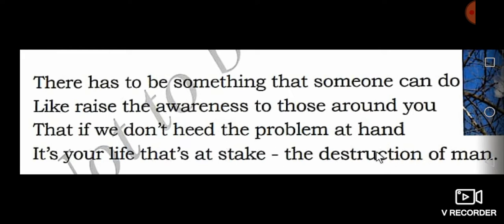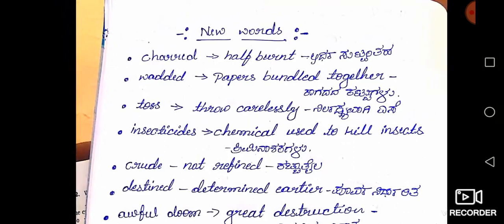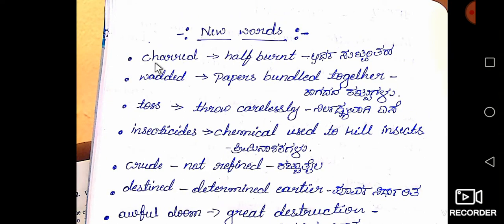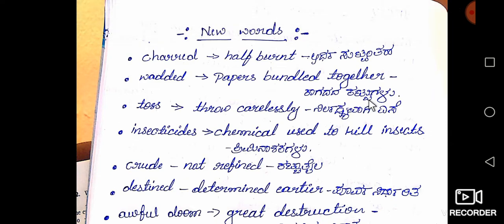Listen students, before we go to content analysis, first we see some new words in the poem. Listen carefully. Please point out all of you. First one word is charred. Charred means half burnt. Kannada meaning is ardha suttantaha. Next one word wadded. Wadded means papers bundled together. Kagadada kattugalu.